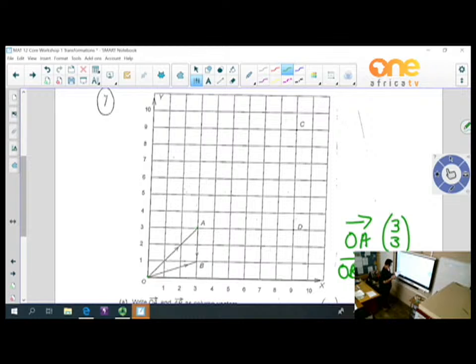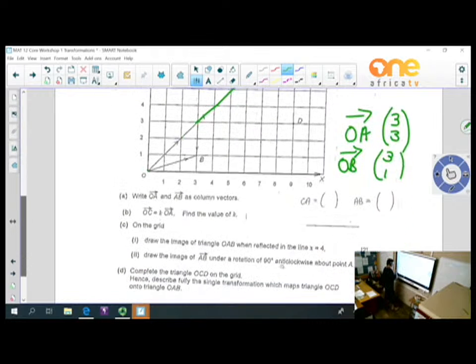The next one says OC is k times OA. Find k. So here's C now. If we join these points now from A to C, then we have the vector OC. Now we said OA was 3, 3. Let's read off OC. This one is 9, 9. Can you see? So that is why k is going to be 3, because I've multiplied it by 3. On the grid, draw the image of triangle OAB when I reflect it in the line x is equal to 4.